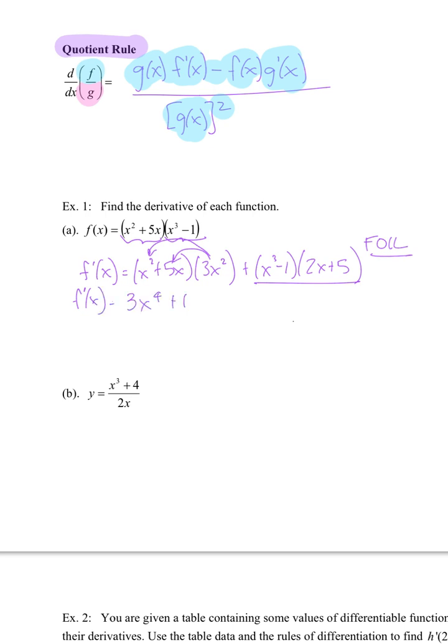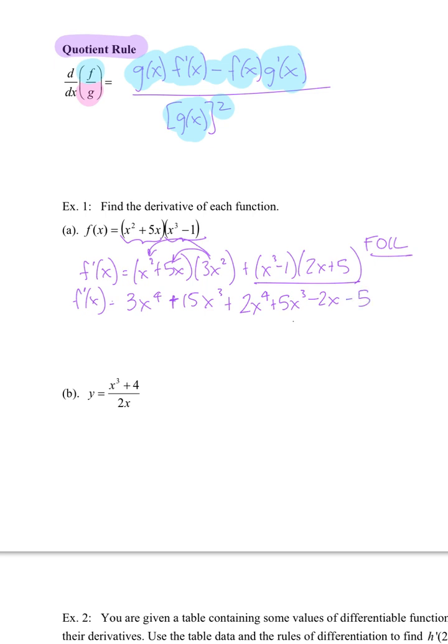3x to the fourth plus 15x to the third. That's what I got by distributing. And then over here, when I FOIL, the first term is 2x to the fourth. One of the outers is 5x to the third. The inner is negative 2x. And the last is negative 5.